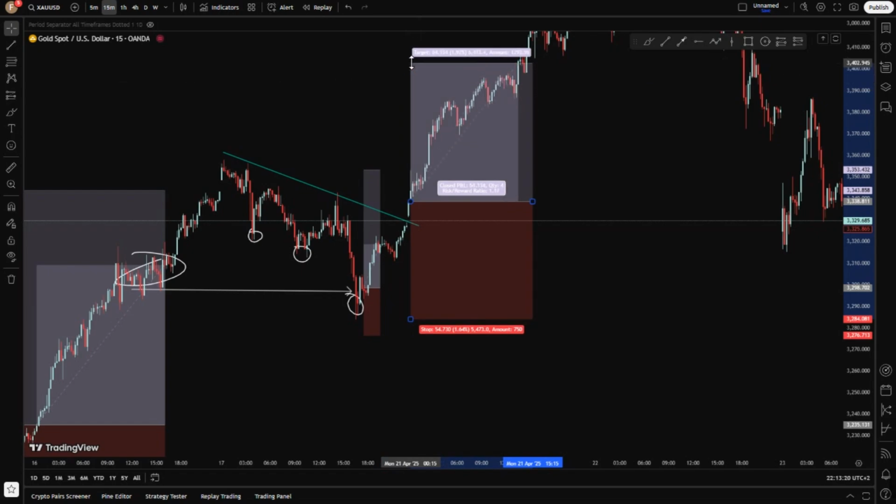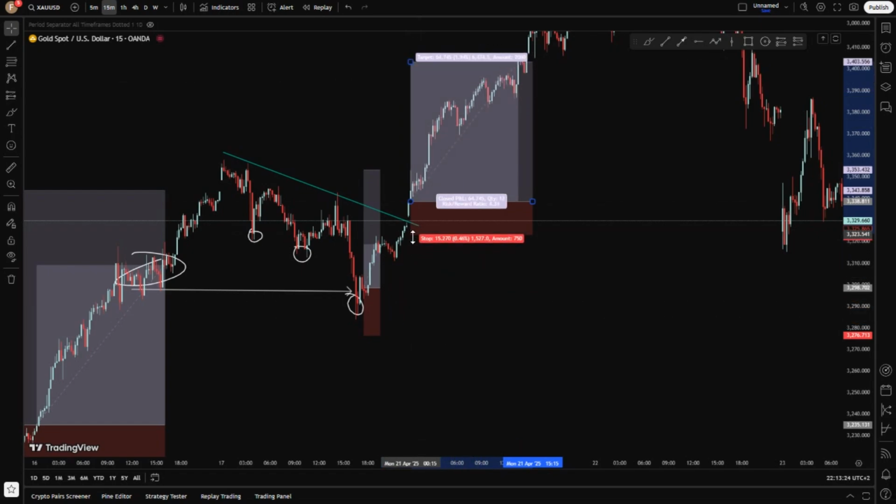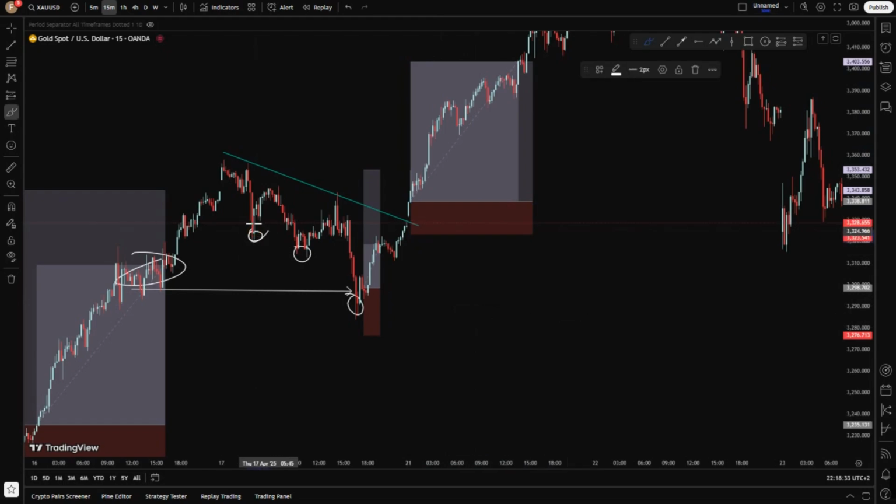But here's the key part. This isn't just about 3 touches. You need to start thinking in terms of liquidity points. Look closely. This low was taken out by the next lower low. That second low was then taken out by an even lower low. And finally, this last low took out liquidity resting right at our area of value.